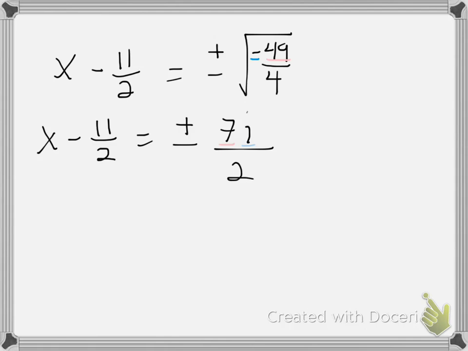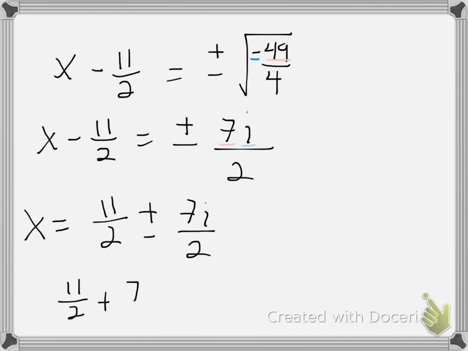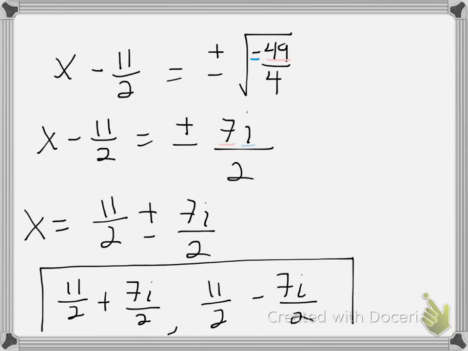So then you're going to still continue on to try to get x by itself. This 11 halves you can add to both sides, and I will end up with x equals 11 halves plus or minus, now I have 7i halves. Which can be written as 11 halves plus 7i halves, comma, 11 halves minus 7i halves. Ta-da!